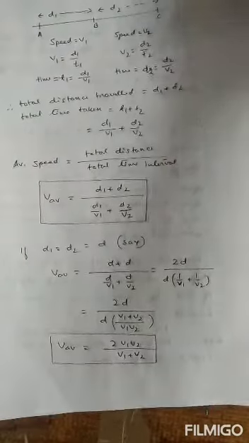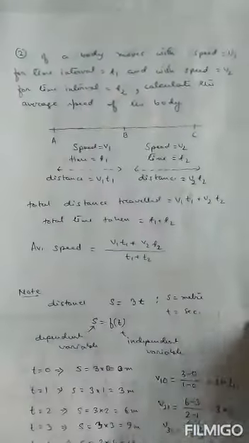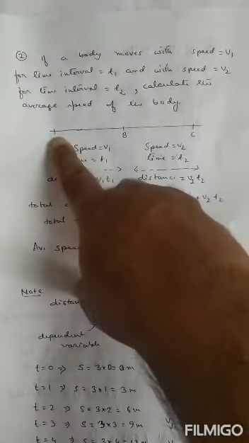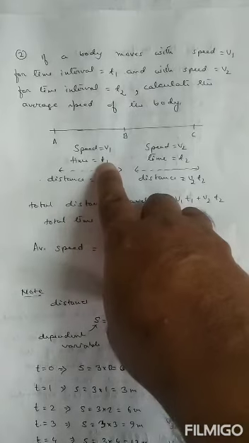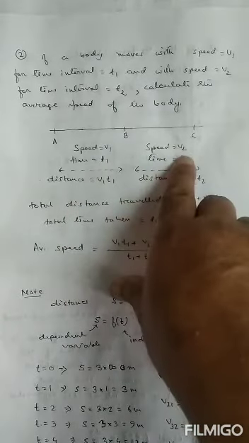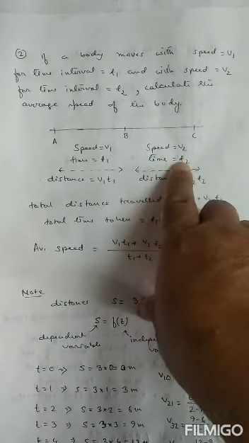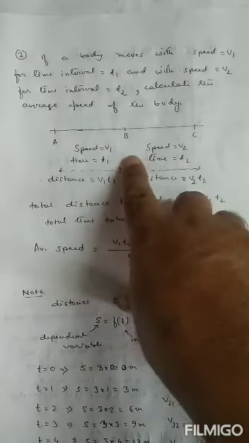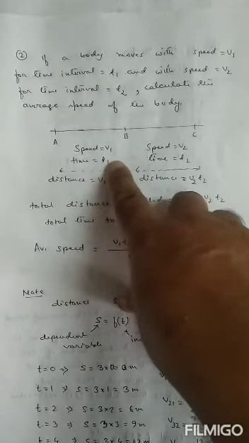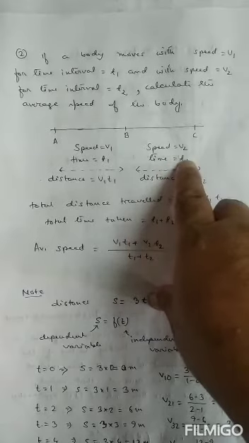Okay? So this is the average speed if d1 is equal to d2. Now we want to discuss a different situation. Say a body moves from A to B with speed v1 for time t1 and then from B to C with speed v2 for time t2. That means the moving body travels certain distance with speed v1 for time t1, then changes the speed to v2 for time t2.